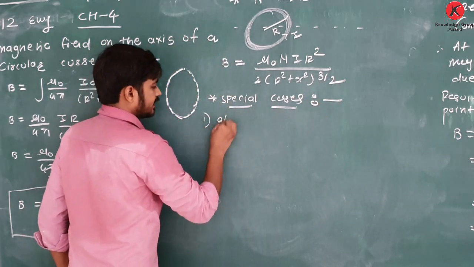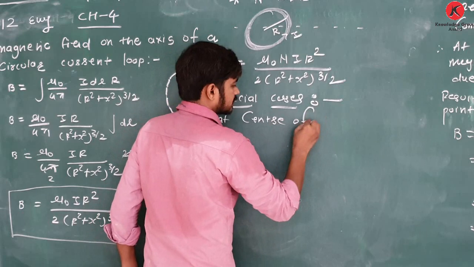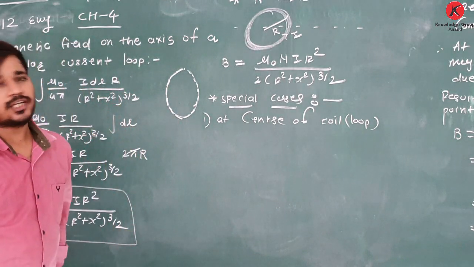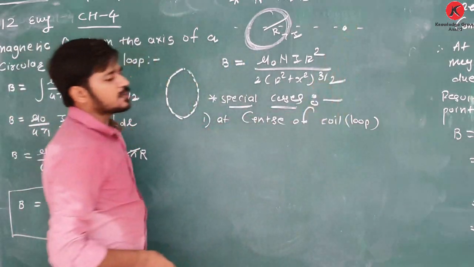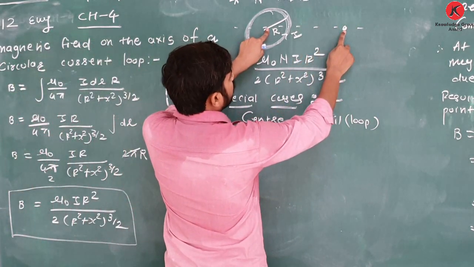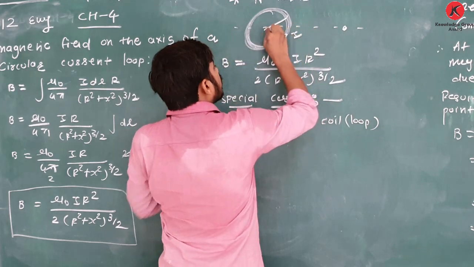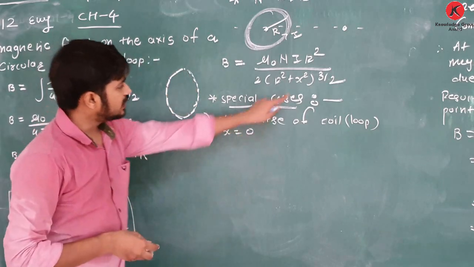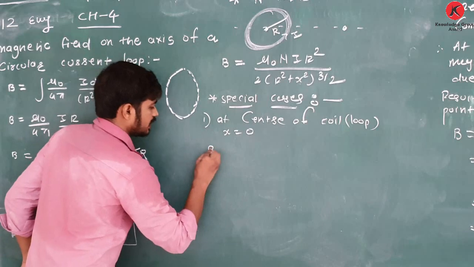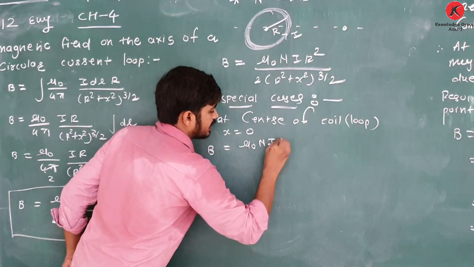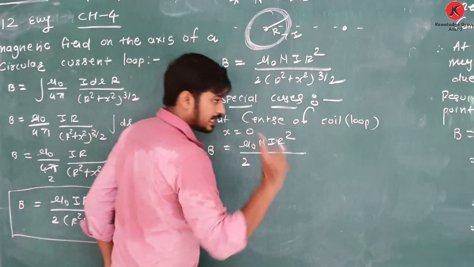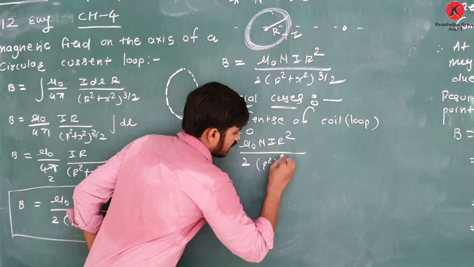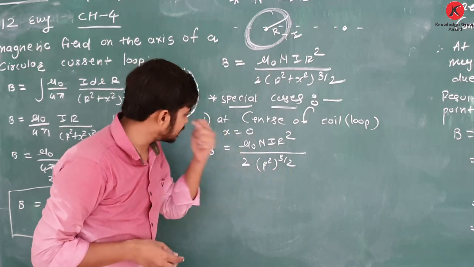Now, special cases. First case, at the center of the coil or loop. What is the meaning of the center of the loop? I want to find the magnetic field at point P. From the center to this point we have some distance, but if I take the point here at the center, then what is the value of x? 0. Put x equal to 0 in this equation. What happens? B is equal to μ0 n I r² upon 2(r² + 0)^(3/2), which is (r²)^(3/2). Square and square root cancel each other, and here it is only r³.